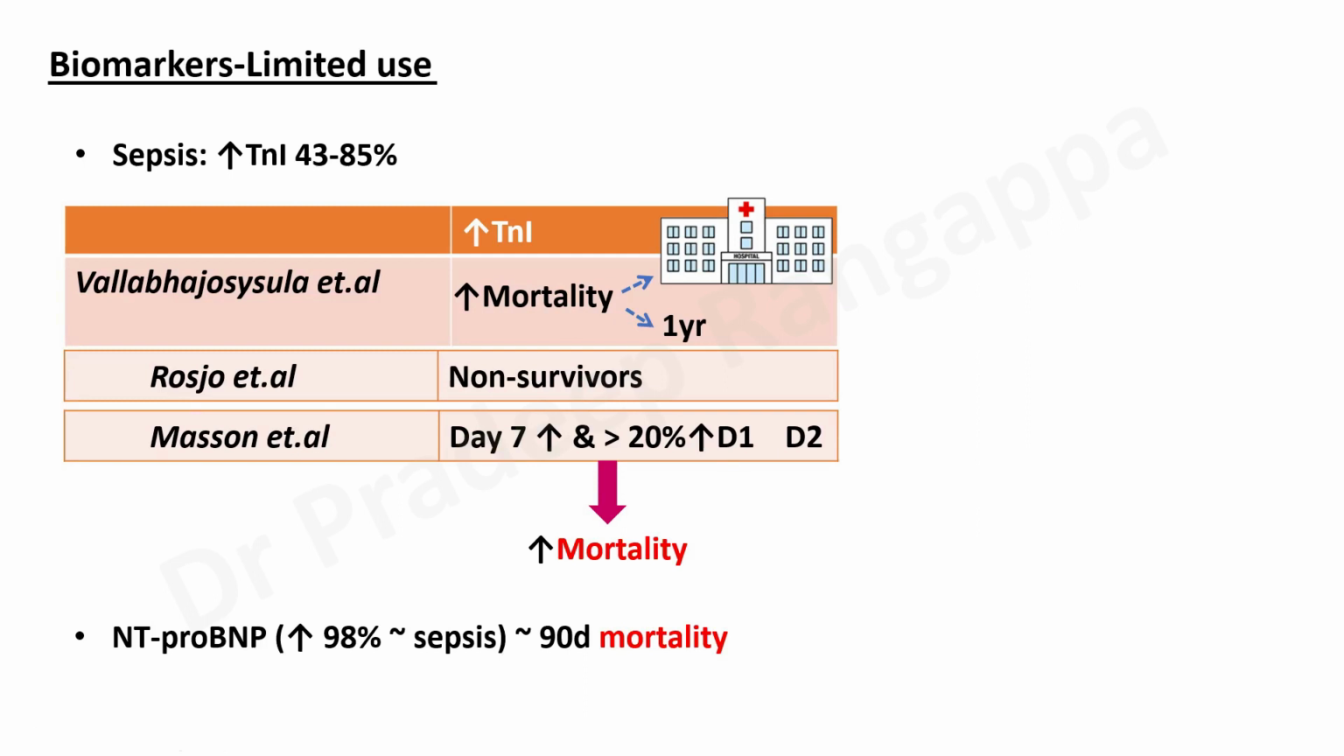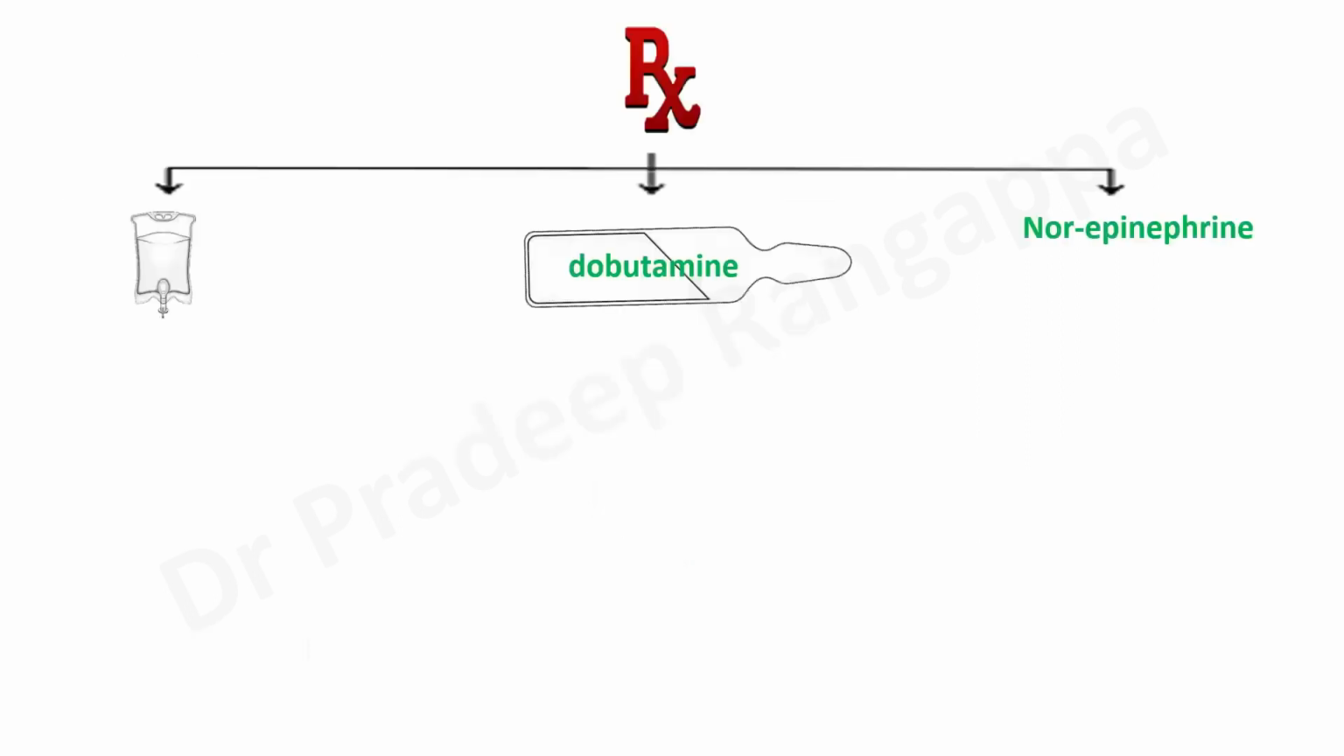So all in all, this basically tells that in septic cardiomyopathy, or any sepsis where troponin is high, it may reflect a poorer outcome in these patients. And that is something that one needs to bear in mind.